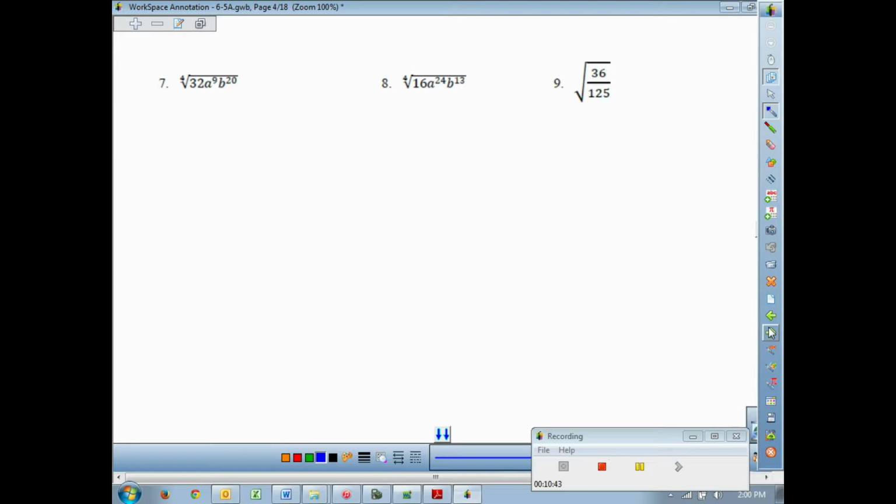Do we need to even pull it apart? Is 32 a perfect fourth? Like I said, we're shaky at first. We don't know that note card as well as we think we do, right? Is 32 a perfect fourth? Nope. So we got to pull them apart. Don't forget your little indexes.